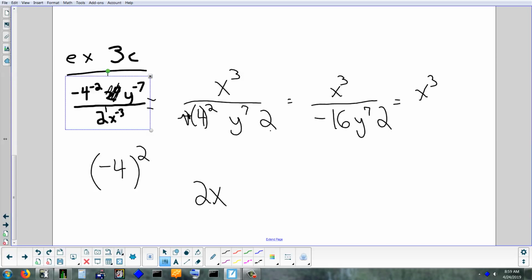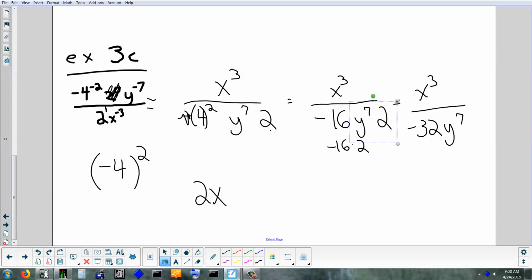Multiplication. So there's no plus or minus sign on the bottom here. So what do you think I'm going to do? Multiply. I'm going to do negative 16. I'm doing negative 16 times 2. Positive times a negative is a what? Negative. It'll be negative 32. Y to the 7th. I just bring that over.